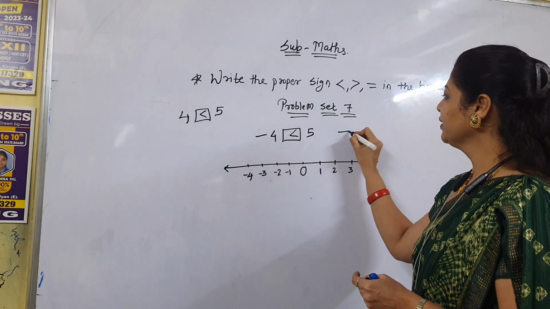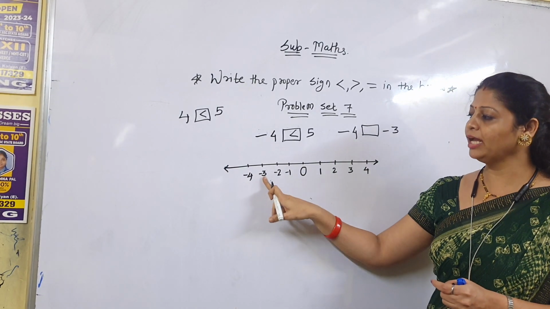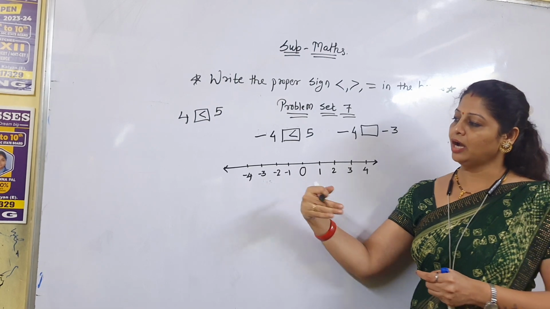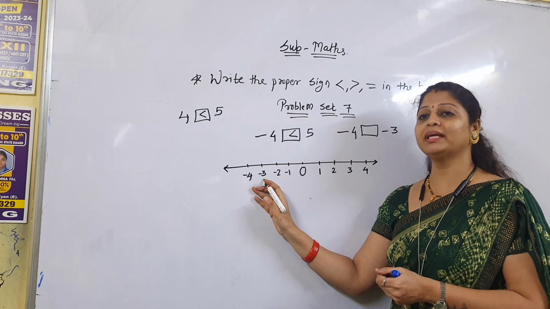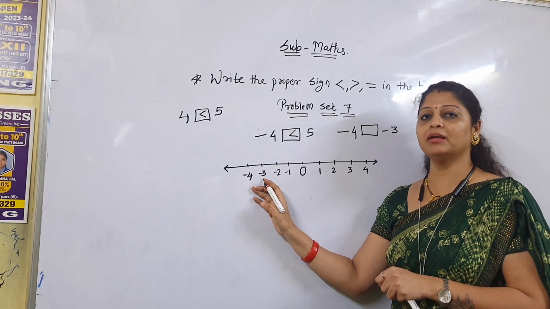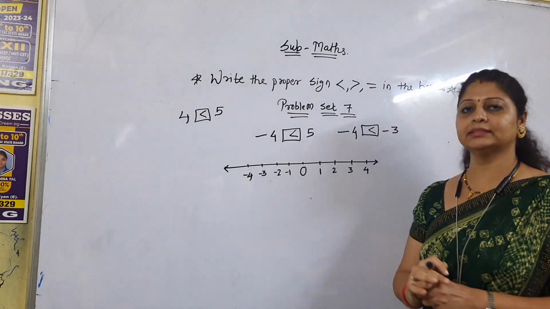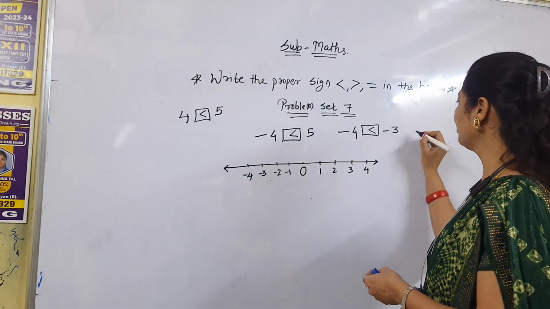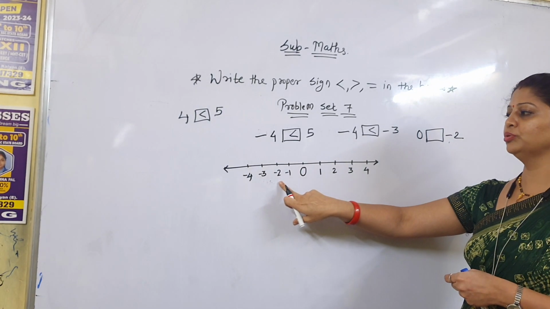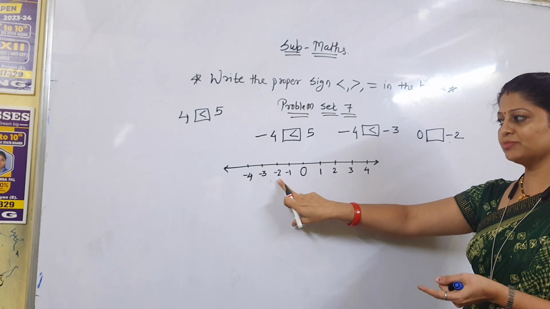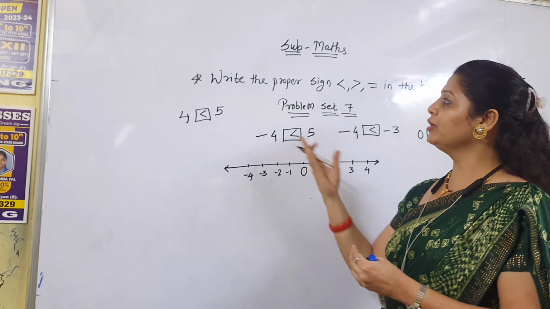Then for example -4 and -3. Okay, now -4 and -3. Whenever we have to solve such a type of number, observe that -3 is the bigger number and -4 is the smaller number. Okay, so we have to put the sign like this. Got my point everyone? Same like suppose we have to write 0 and -2. So -2 is the smallest number and 0 is the bigger number. Understood everyone?